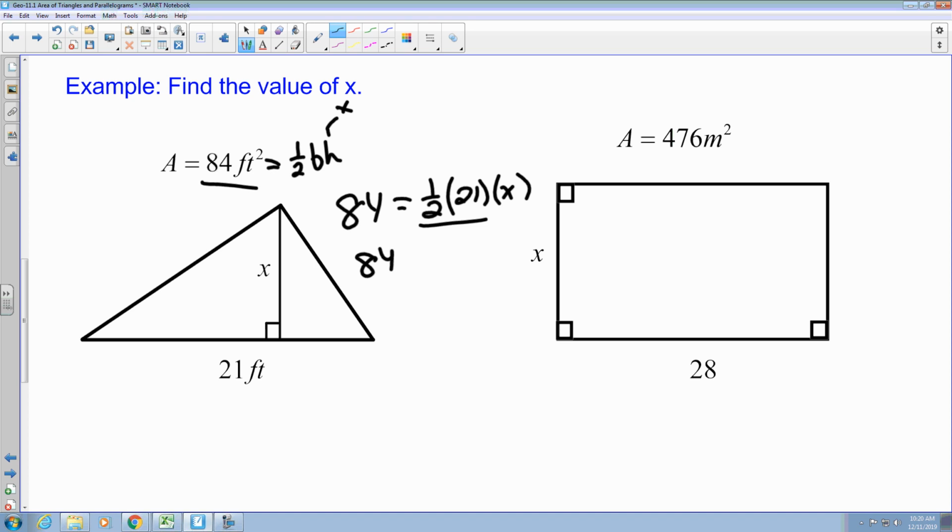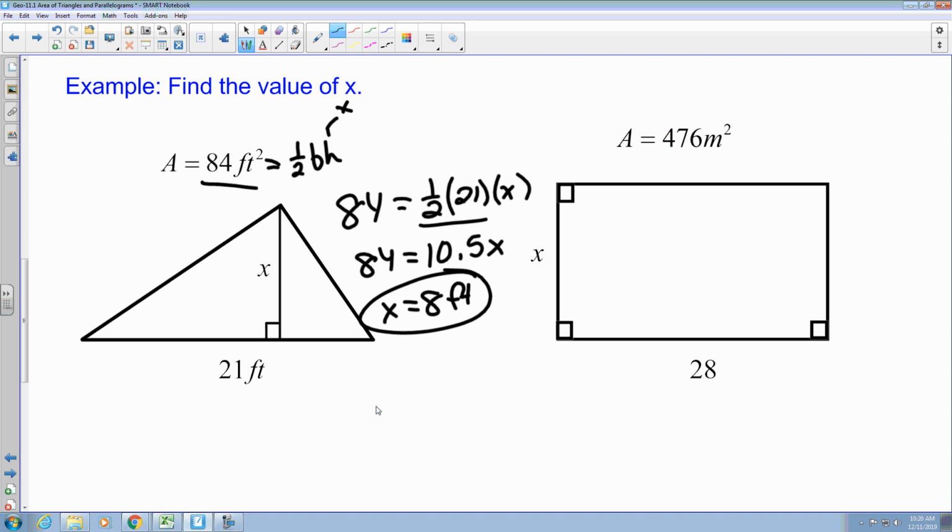So now I got 84 is equal to 10.5x. And I'm going to take 84 and divide it by 10.5, which means that x equals 8, and it was square feet there, so it's just feet here. When we're dealing with base, height, length, width, stuff like that, side measurement, it's always going to be the singular units, not square units, and that only deals with area.